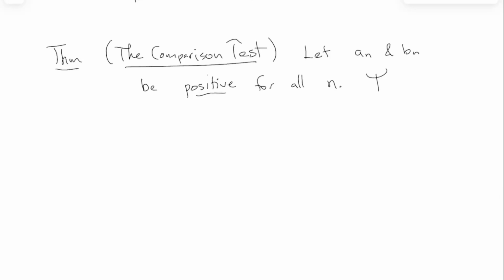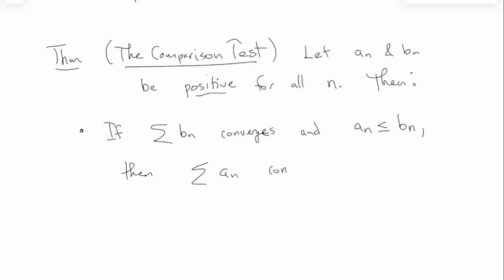Okay, then, here's the real deal. There are two versions. If the bigger one converges, then the smaller one also converges. So that says, if the sum of the b_n converges, and the a's are smaller than the b's, then the sum of the a's converges. All right? So this says if the bigger one converges, then the smaller one also automatically converges.